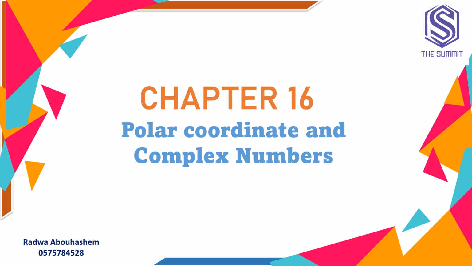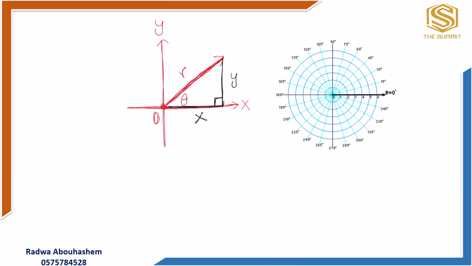Inshallah, we're going to start with chapter 16, polar coordinates and complex numbers. We have already learned about vectors, how to get the vertical component, the horizontal component, how you could represent it in a coordinate plane by x and y. We have another type of coordinate, we call it polar coordinate.